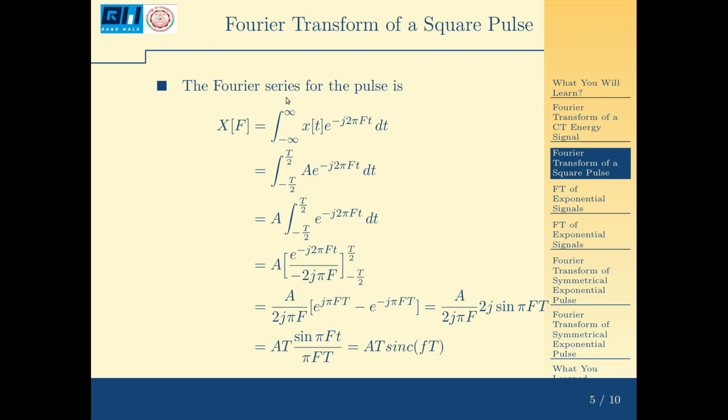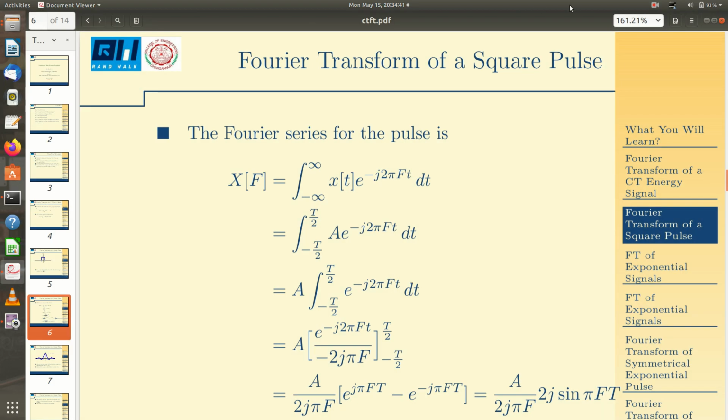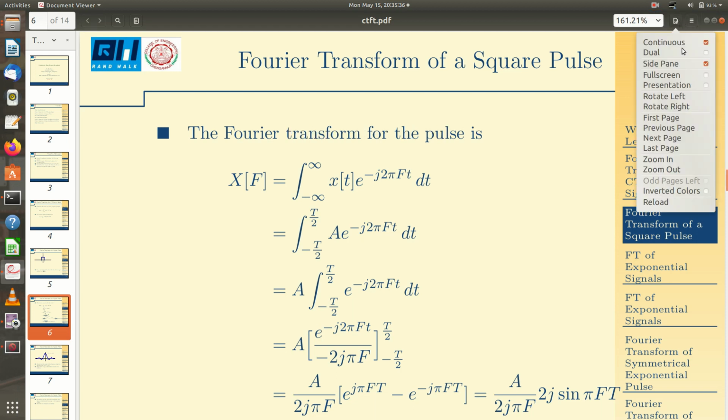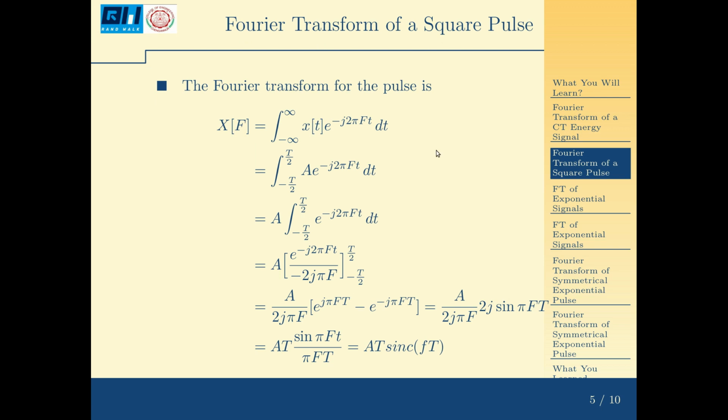The Fourier transform for the pulse is X(F), that is the integral from minus infinity to infinity of x(t) e raised to minus j 2 pi F t dt. So this function x(t) exists from minus T by 2 to T by 2, everywhere else it is 0. So the limits are modified to minus T by 2 to T by 2. And the value of x(t) within this interval is A. So A e raised to minus j 2 pi F t dt.